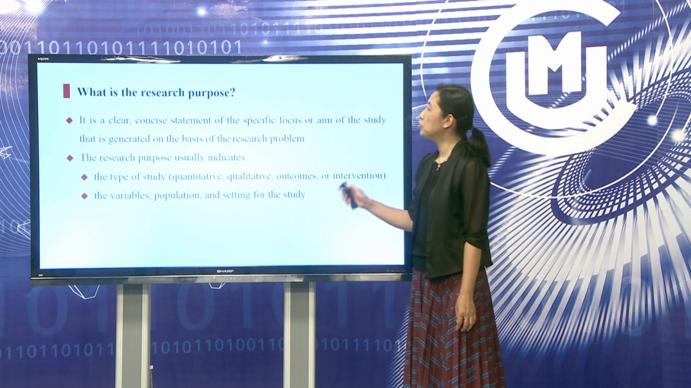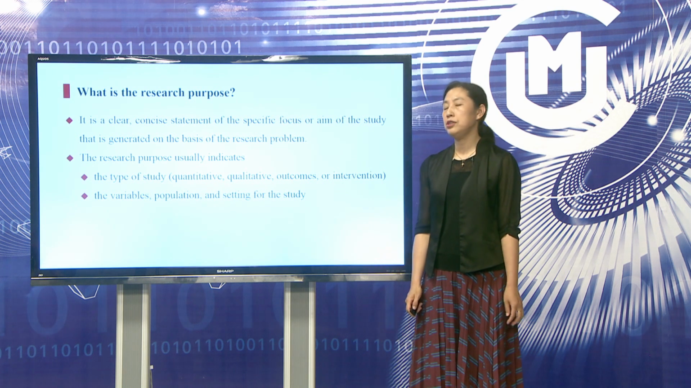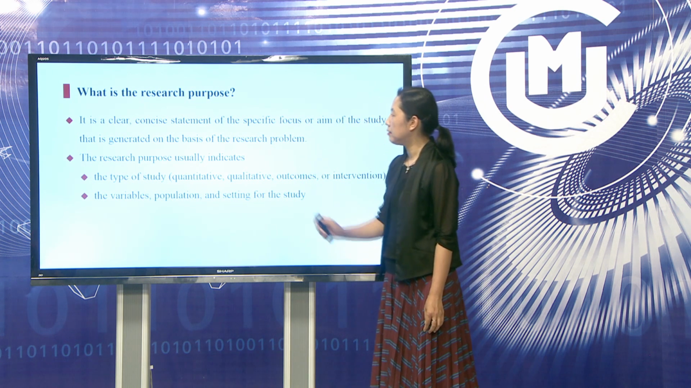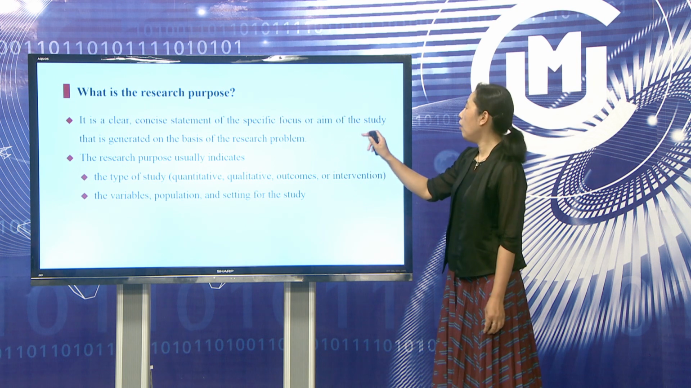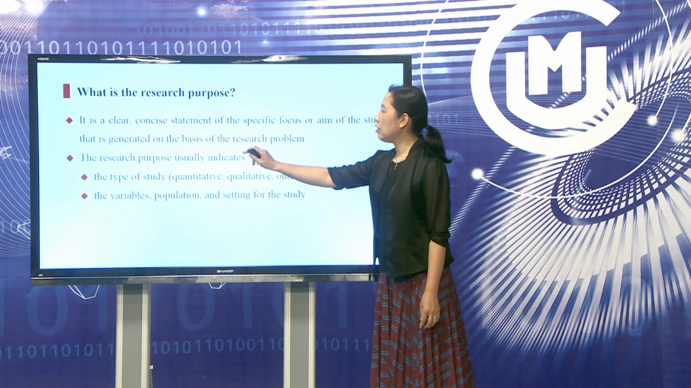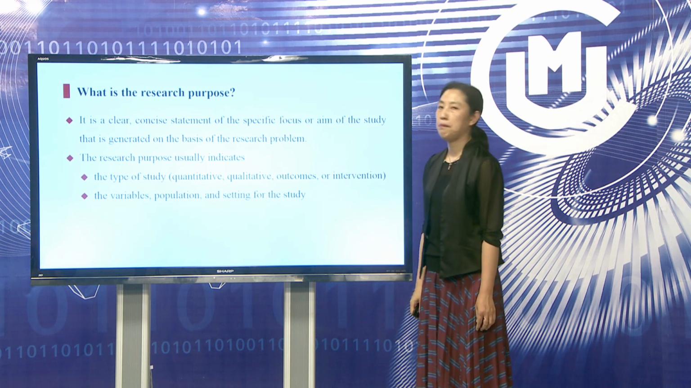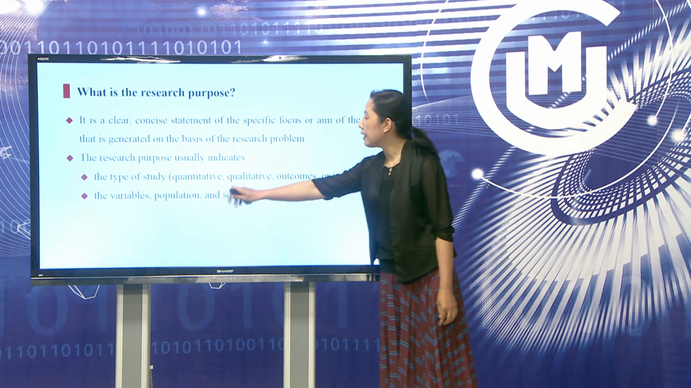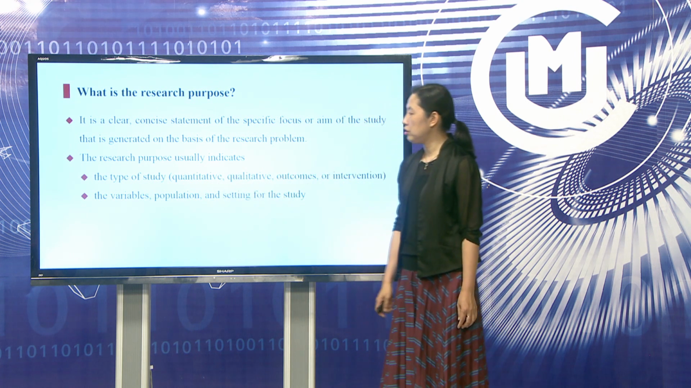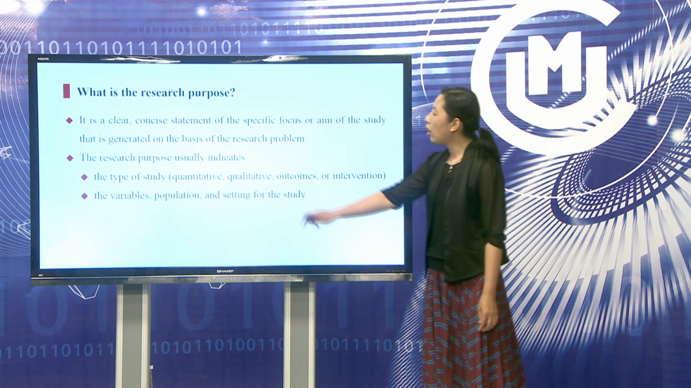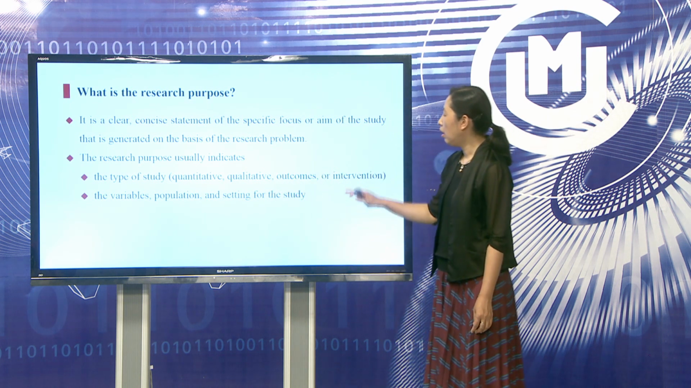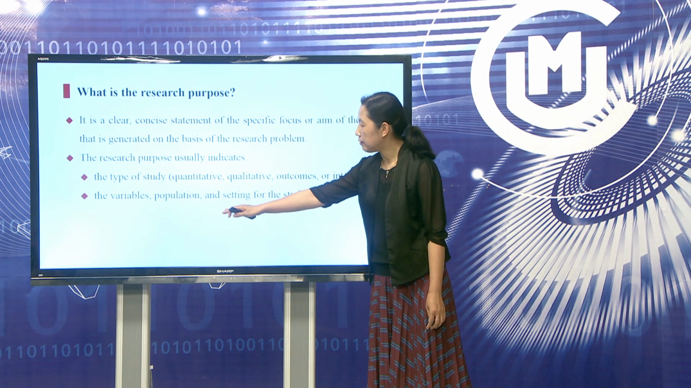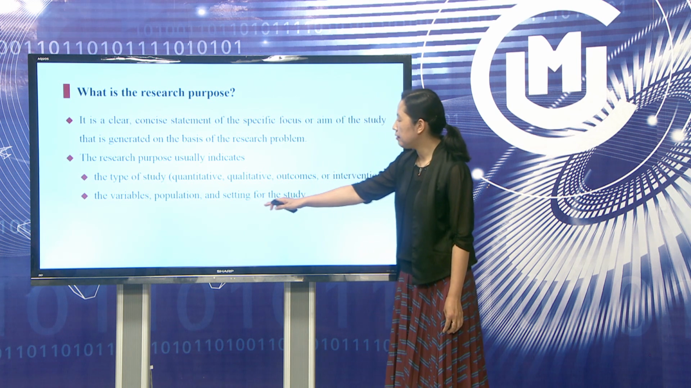And then we move to the research purpose. What is the research purpose? Research purpose is a clear, concise statement of the specific focus or aim of the study that is generated on the basis of the research problem. The research purpose usually indicates the type of study, such as quantitative research, qualitative research, outcomes research, or interventional research. It also usually indicates the variables, population, and setting for the study.